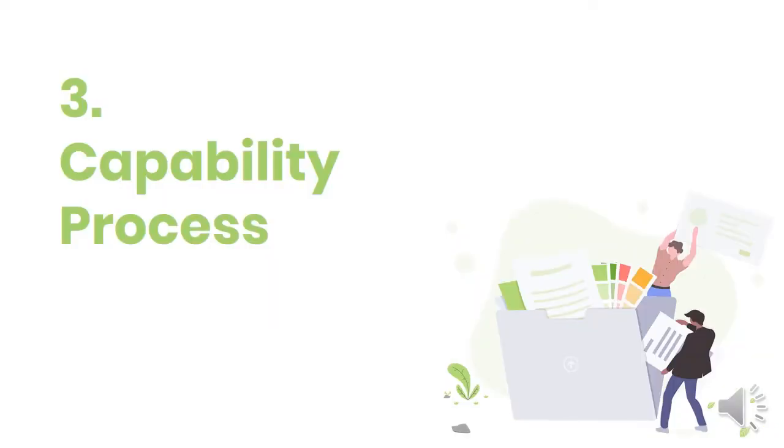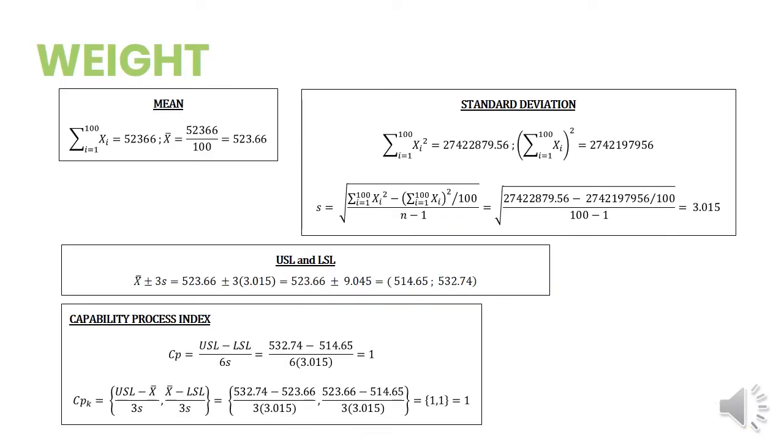In this part, we would like to know if the process used in the making of Rosella drink is capable or not. The first one is the weight variable. The data used is the same as the input of SPC. From this, we can see the process capability index, or Cp, is 1. This indicates that the current process is capable.